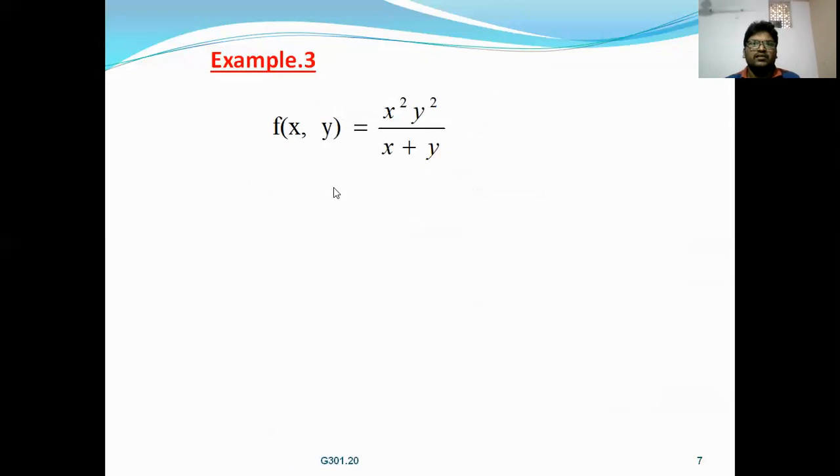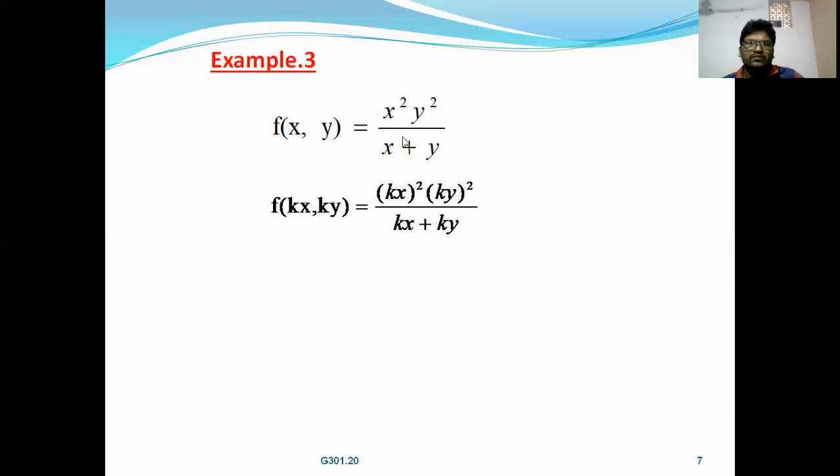See here, f of x comma y is equal to x square plus y square by x plus y. Here in the numerator, the powers 2 plus 2 is 4, so the numerator has power 4. In the denominator, the single terms have power 1. So ultimately you will get the degree of the homogeneous function as 4 minus 1, which is 3. Directly we have to help.